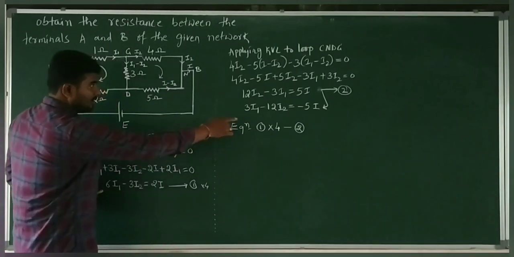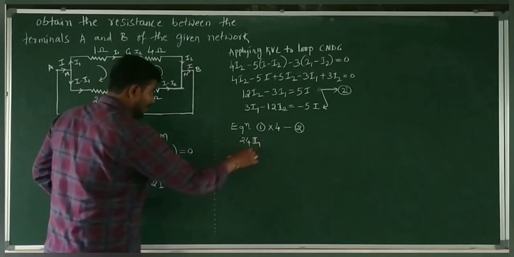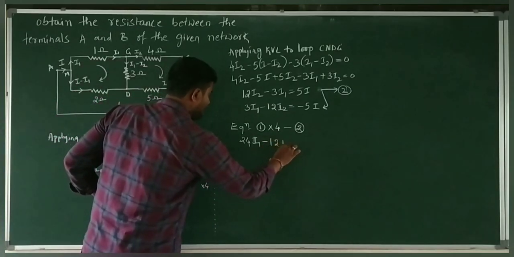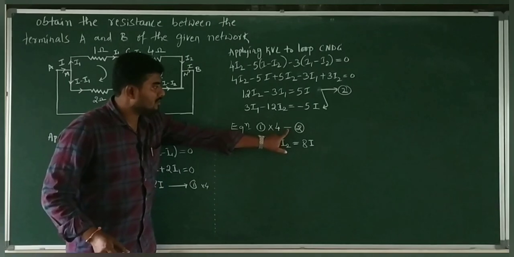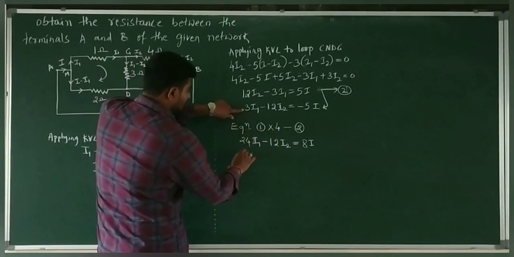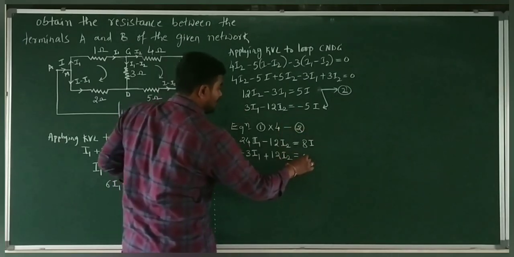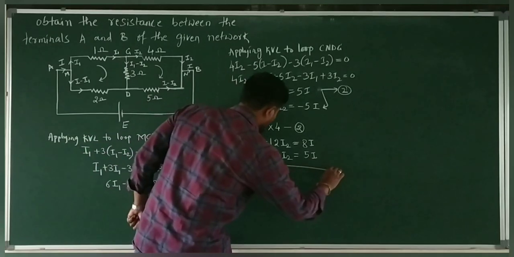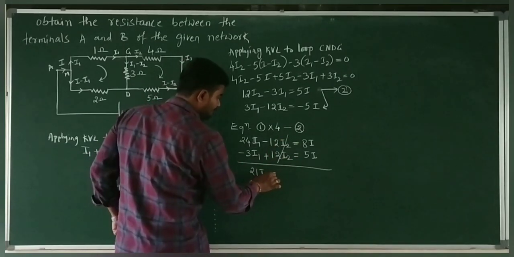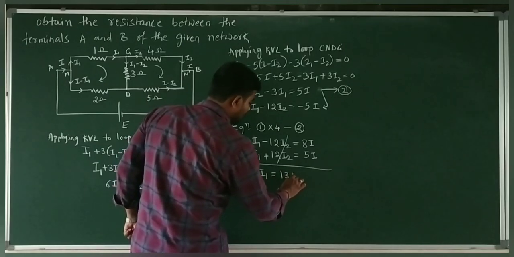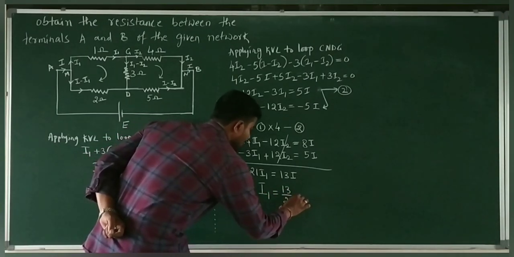Equation 1 is multiplied by 4 and it is subtracted from equation 2. So first, 6 4s are 24 I1 minus 3 4s are 12 I2 is equal to 4 2s are 8 I. We are supposed to subtract, therefore I will multiply this equation by minus. So it is minus 3 I1, minus into minus plus 12 I2 is equal to minus into minus plus 5 I. So 24 minus 3 is 21 I1. 12 I2 and 12 I2 cancel, and 8 plus 5 is 13 I. Therefore I1 is equal to 13 divided by 21 I.